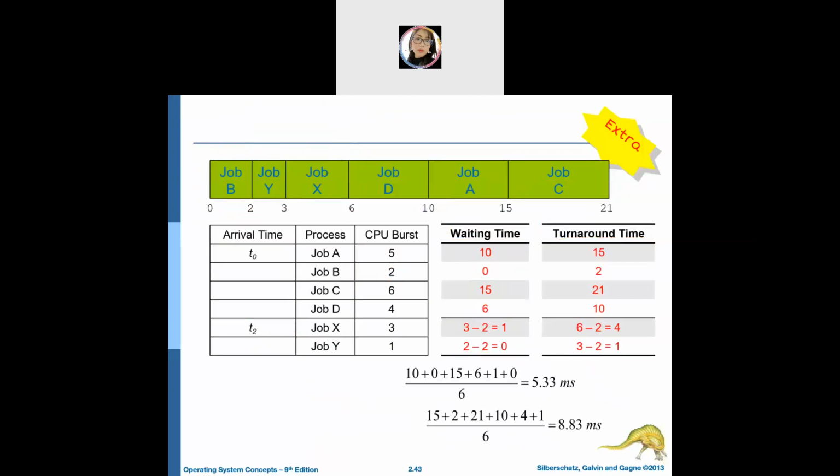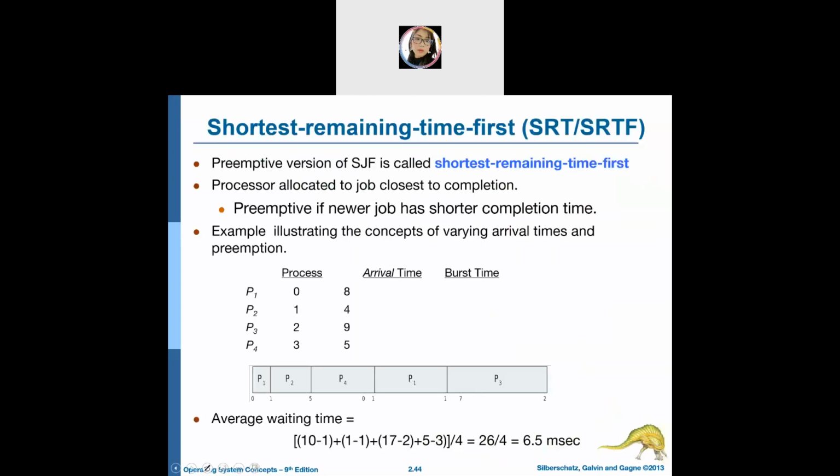Okay. So, let's proceed to another algorithm. All the algorithms have a different way of picking which process they are going to run, but the rest is similar. Waiting time, turnaround time, average waiting time, average turnaround time. That is what you need to find out. We have another algorithm. The third algorithm will be shortest remaining time first. Wow, quite long. SRTF.